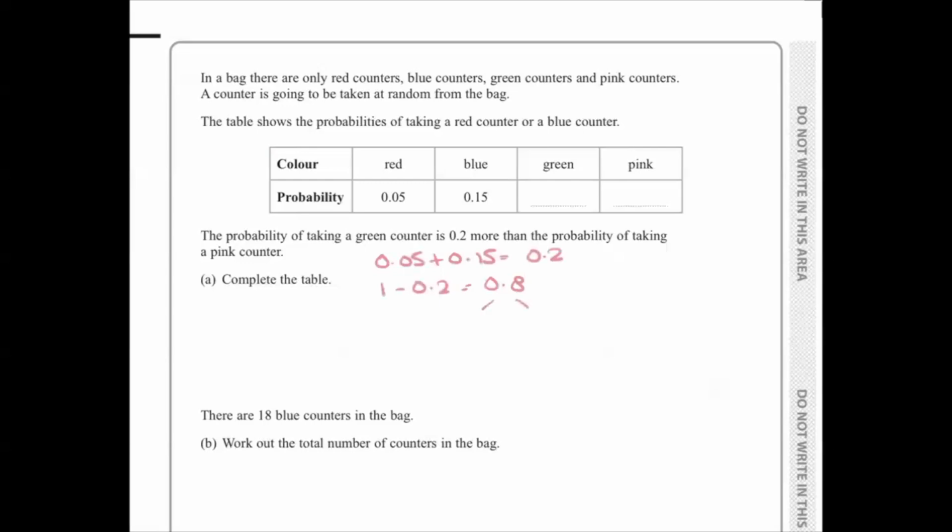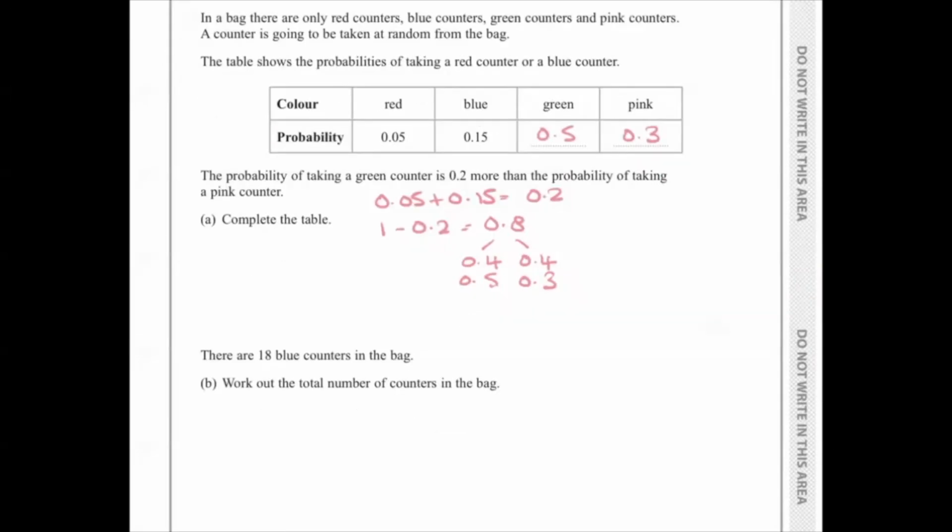If I was to just split them in half, it would be 0.4, 0.4. But obviously that's not right because I need a difference of 0.2. So this is where I'm going to go up by 0.1 and I'm going to go down by 0.1. And you can see now I've got a difference of 0.2. So that is the result.